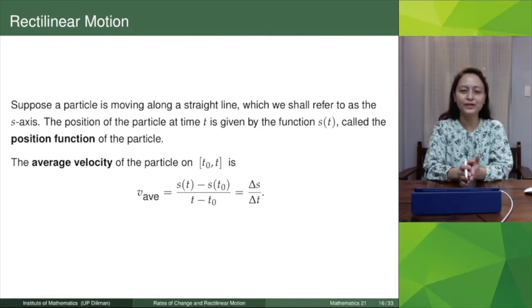Welcome back to the second part of Lecture 3.3. I hope okay na kayo, naintindihan nyo na yung rates of change, because we'll be discussing rectilinear motion in this video.